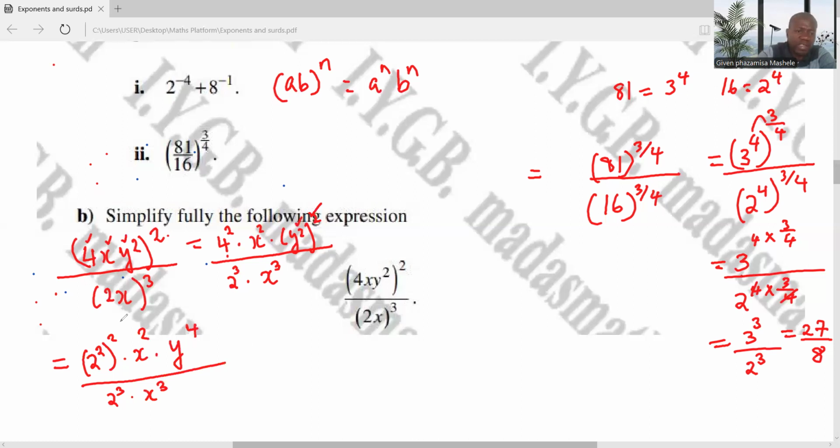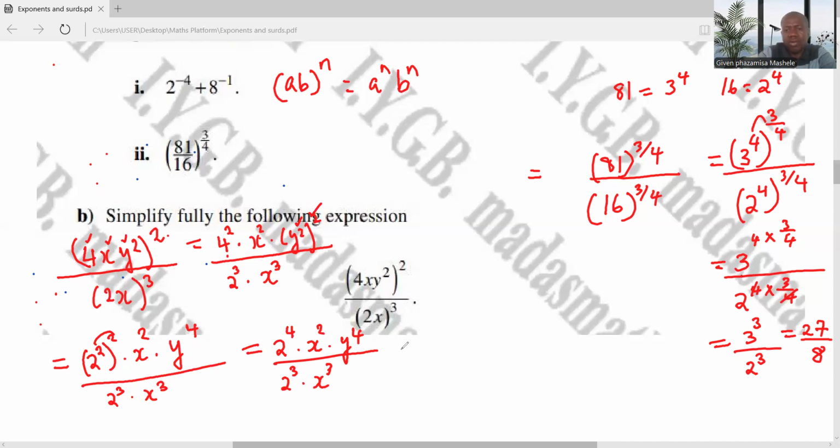And we can simplify this by multiplying these powers here. So this is the same as 2 to the exponent of 4 multiplied by x squared multiplied by y to the exponent of 4, divided by 2 to the exponent of 3 multiplied by x to the power of 3.